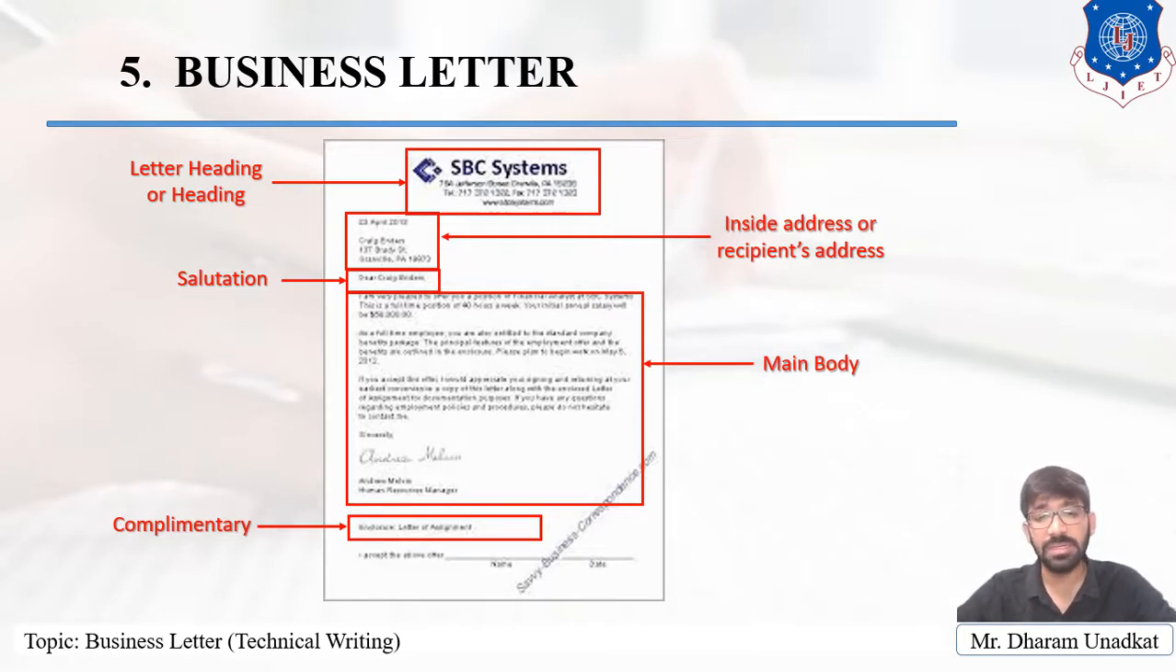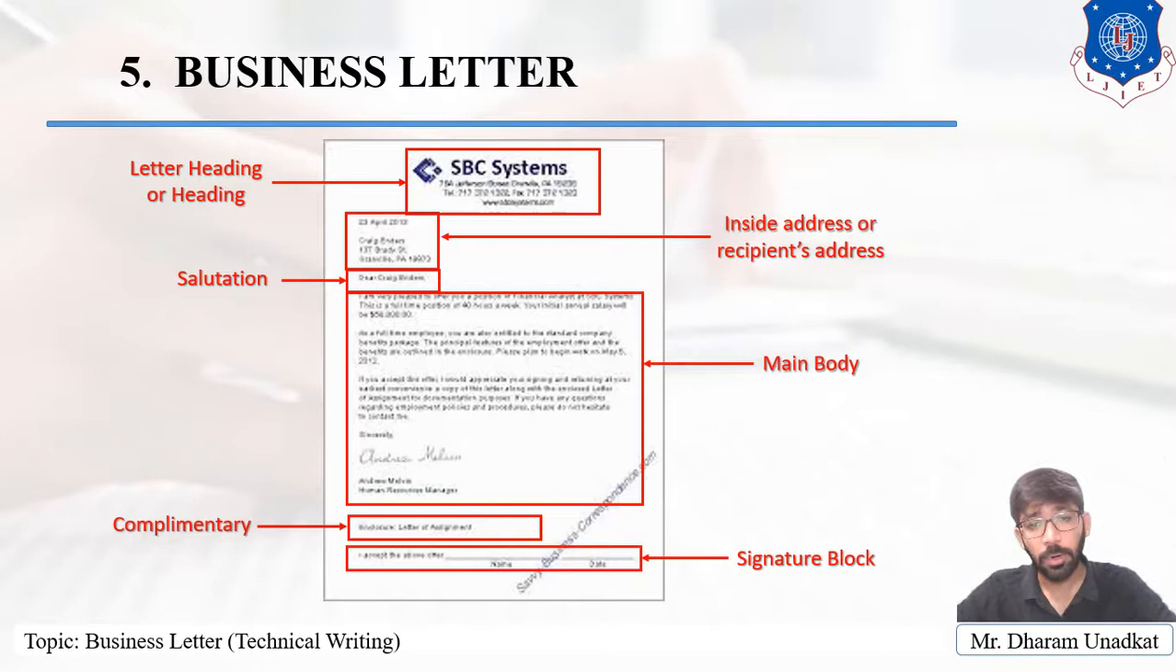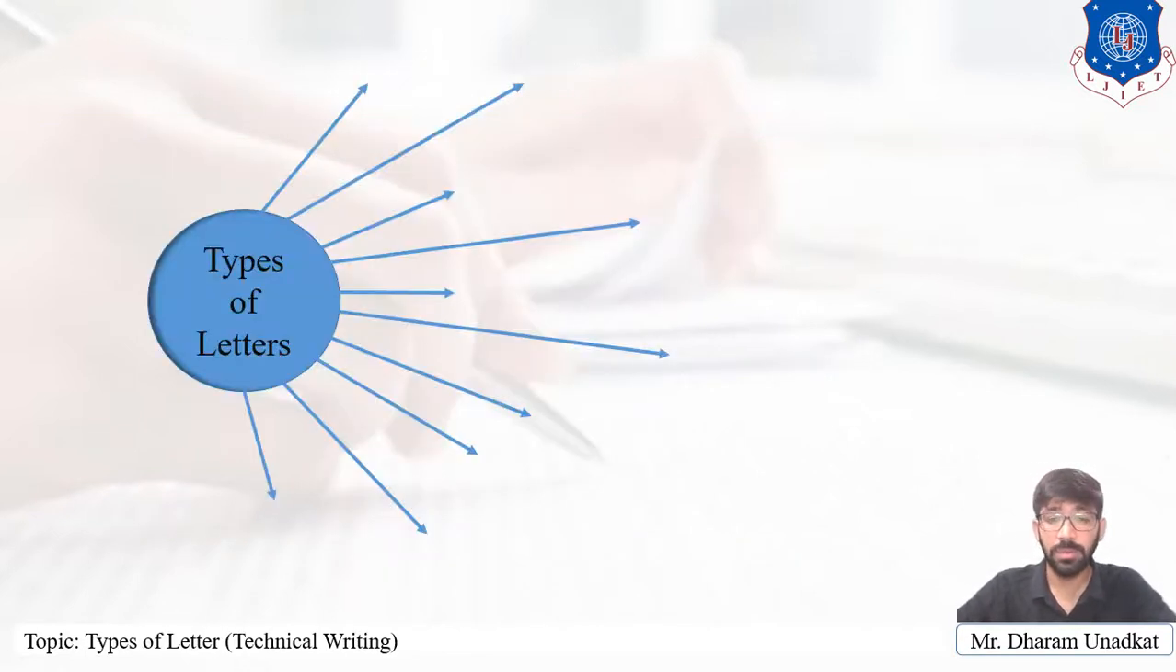The last element of the business letter is the signature block. The complimentary close is followed by the signature block, leaving one blank line. It has the sender's signature, name and designation, like sincerely, then the signature of the person, then his or her name, then the designation. So this is called the signature block. These are the major elements which you have to follow in the format of the business letter. Now, as we have discussed, there are various types of letters.